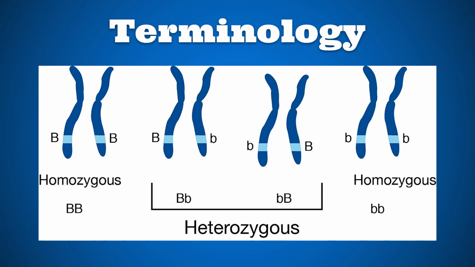The term heterozygous means that you have one copy of each allele. The prefix hetero means different. Another word for heterozygous is a hybrid. If you are heterozygous or a hybrid, you have one dominant allele and one recessive allele, such as capital B and lowercase b.